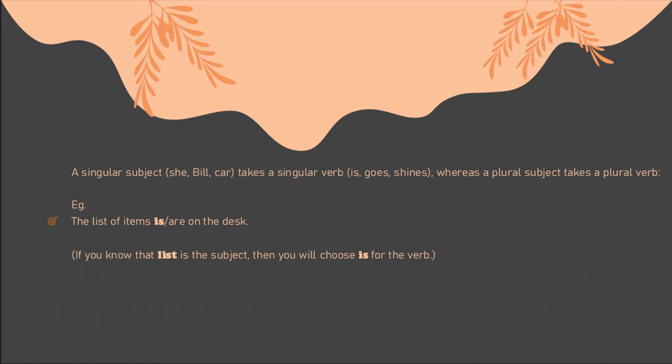If you have the items is/are on the desk, then it is definitely going to be are instead of is, because that's what the base rule always says. A singular subject takes a singular verb, whereas a plural subject takes a plural verb. Considering this basic rule, we will go ahead and look into the other rules and how they work.